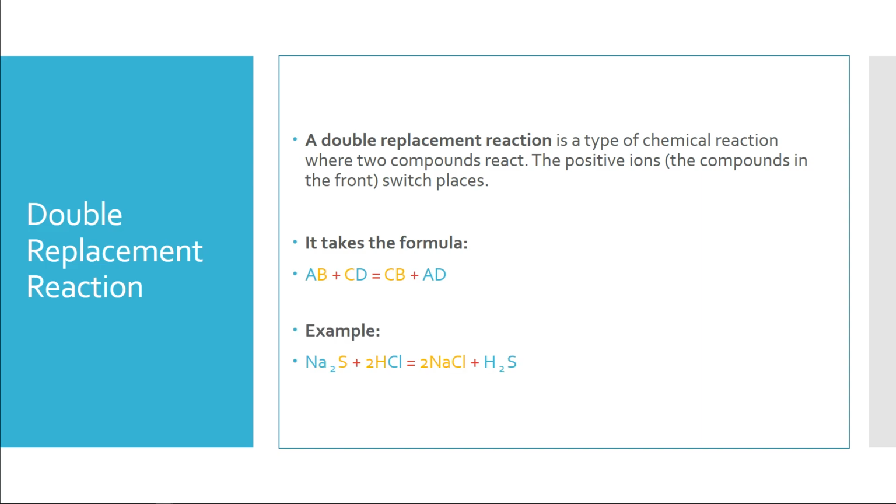An example of this is shown below, where Na is going to switch with the hydrogen bonding with chlorine, so it makes NaCl and pure hydrogen.